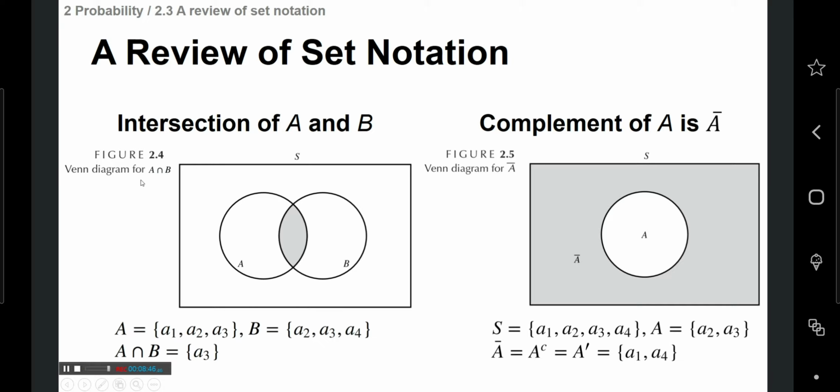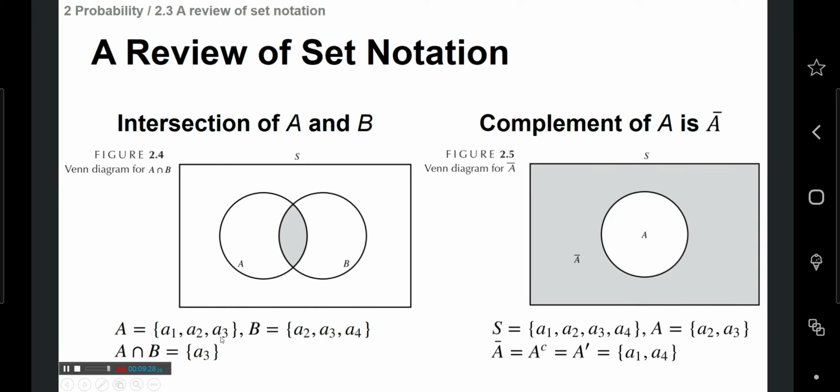In here, the intersection of A and B implies that an element is included in both A and B. From the example, let's say elements A1, A2, A3 are in set A, and elements A2, A3, and A4 are in set B. Which elements are contained in both A and B? Let's see. A1 is in A, but A1 is not in B. So A1 is not in the intersection of A and B.